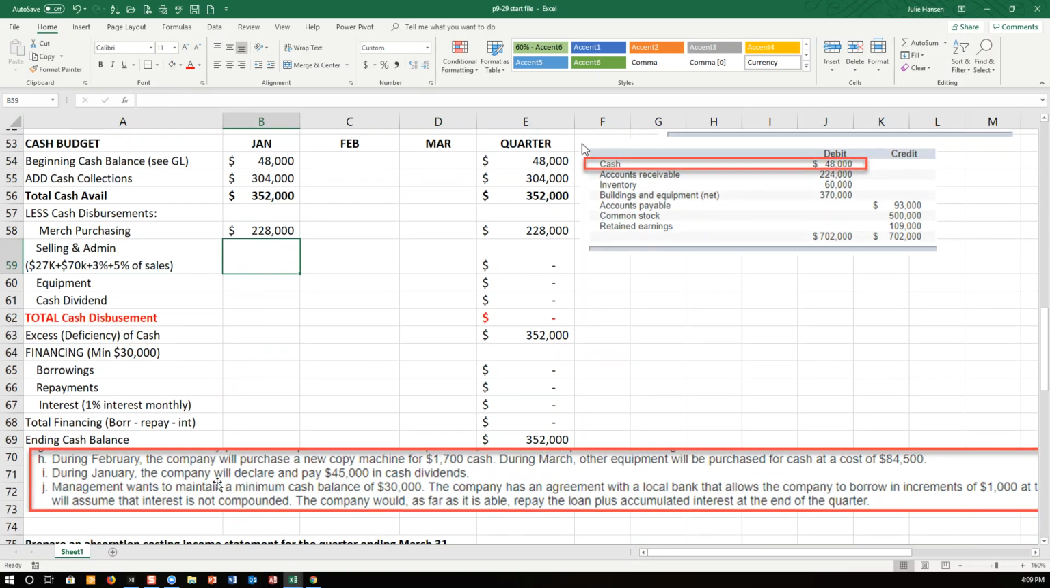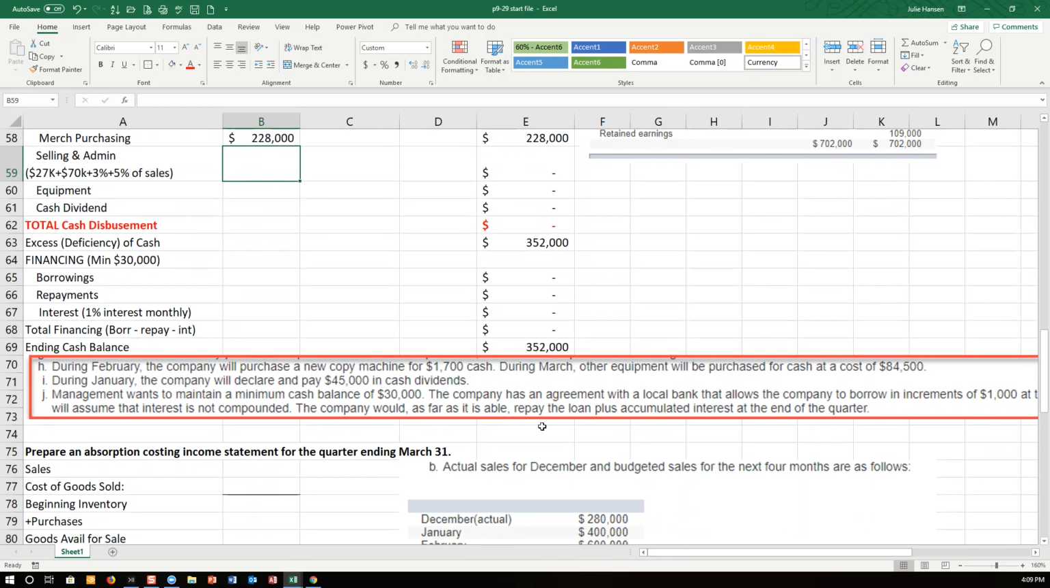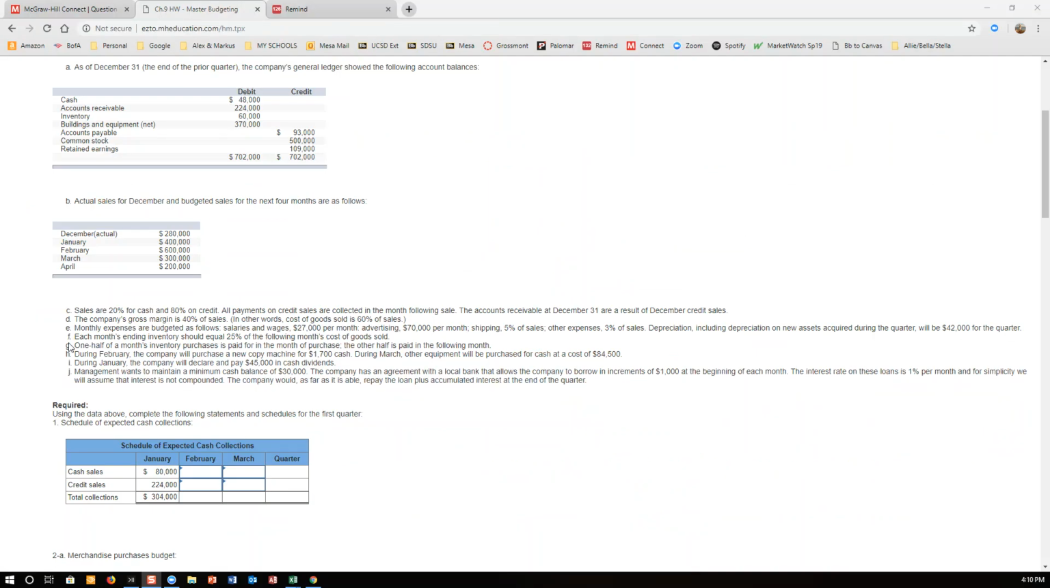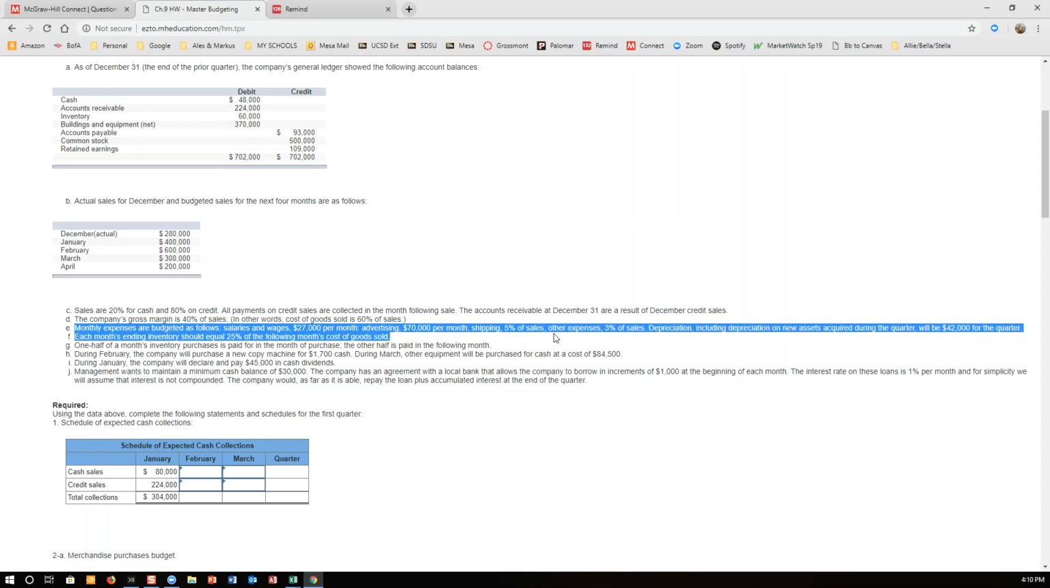So over here, it says somewhere that monthly expenses are salaries and wages for 27, that's fixed. Monthly advertising is fixed. Plus there are variable expenses of 5% and 3%, and there's some depreciation, which is going to come in handy, of $42,000. So we basically got $27,000 fixed plus $70,000 fixed plus variable of 5 plus 3, or plus 8.